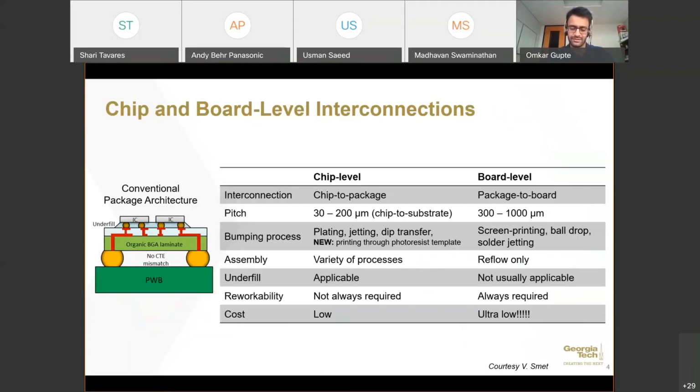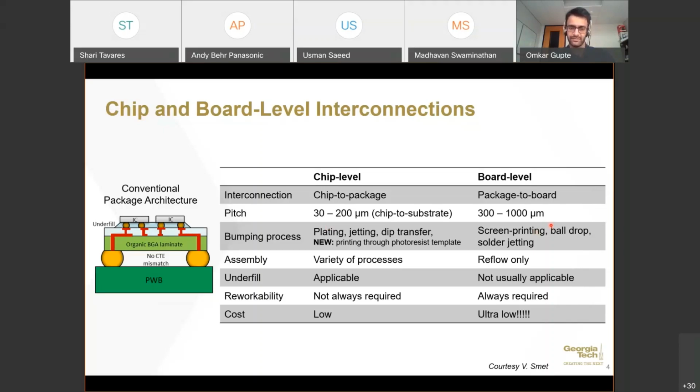And to distinguish between the chip level interconnections and board level interconnections, in a conventional package architecture, we first connect the chip to the package using these chip level interconnections, and then finally connect the package to the board or the PCB. The main difference in these two levels of interconnections is the size and the pitch at which they are made. The chip level interconnections are much smaller than those at board level, and board level interconnections have a larger pitch ranging anywhere from 300 to 1000 microns.